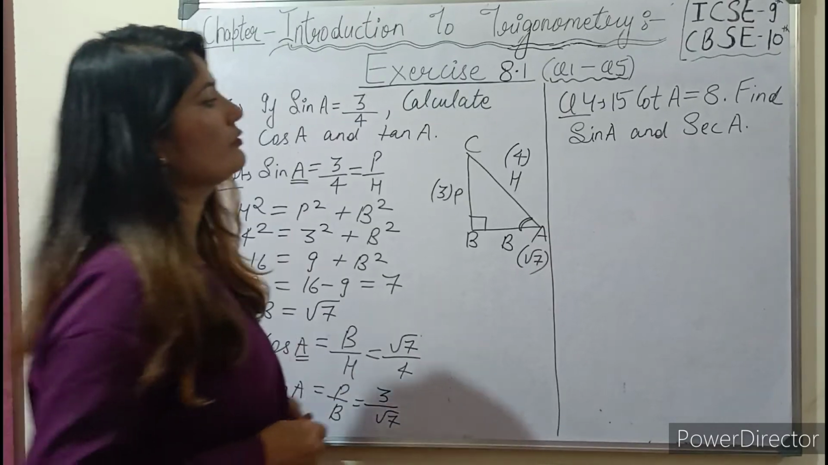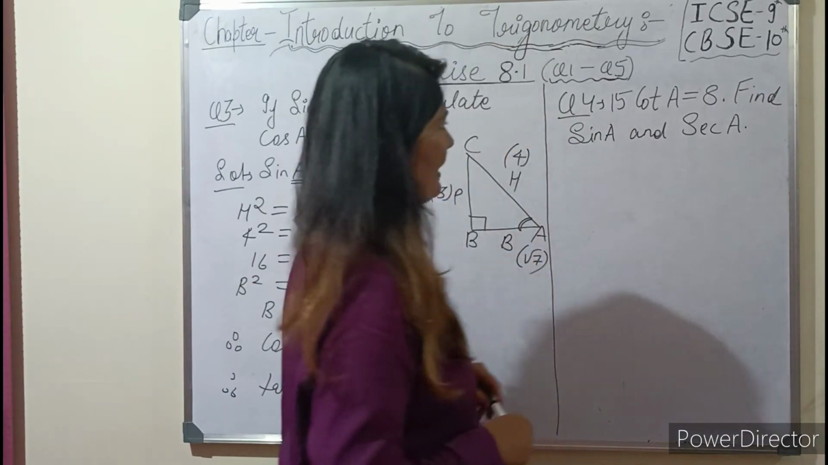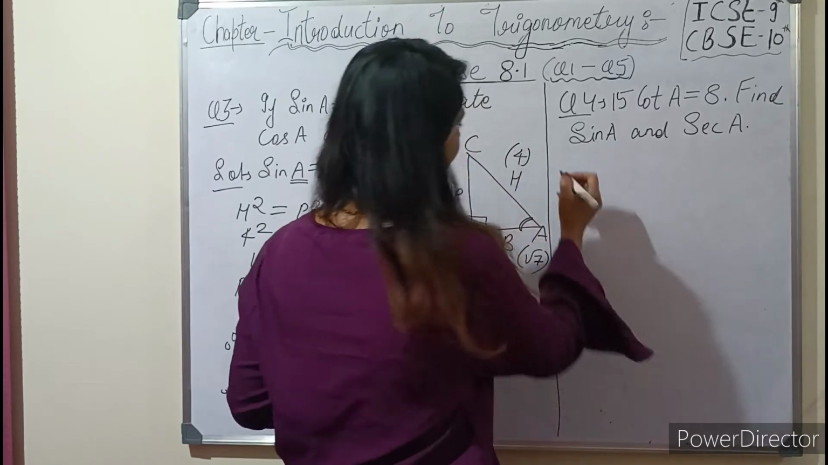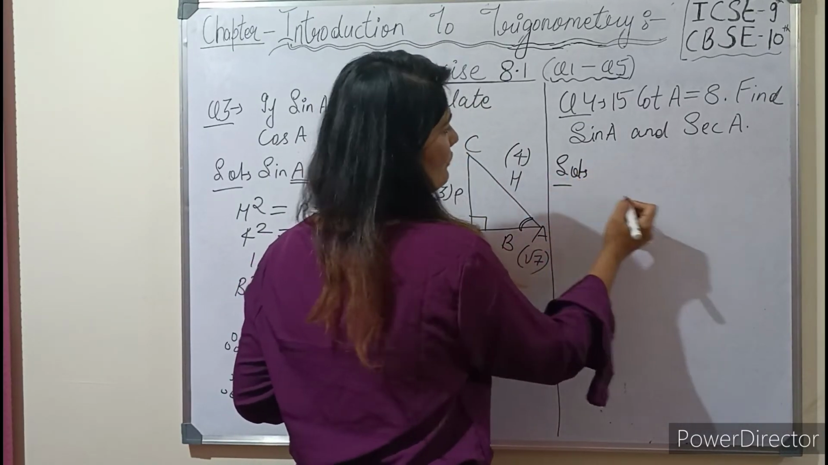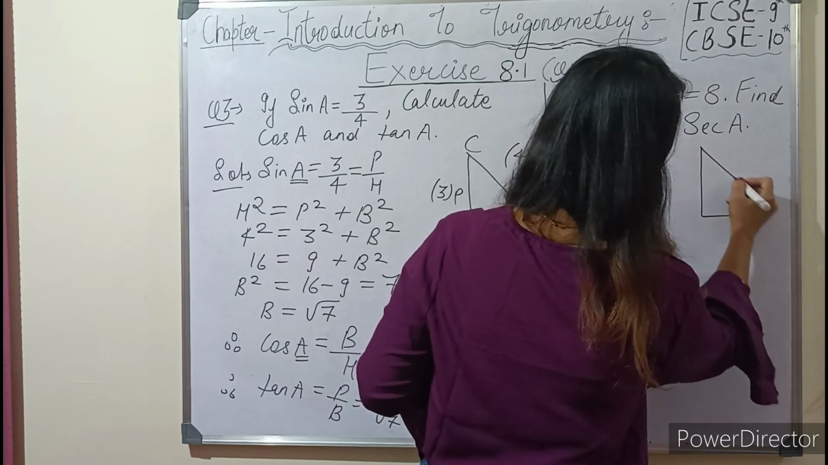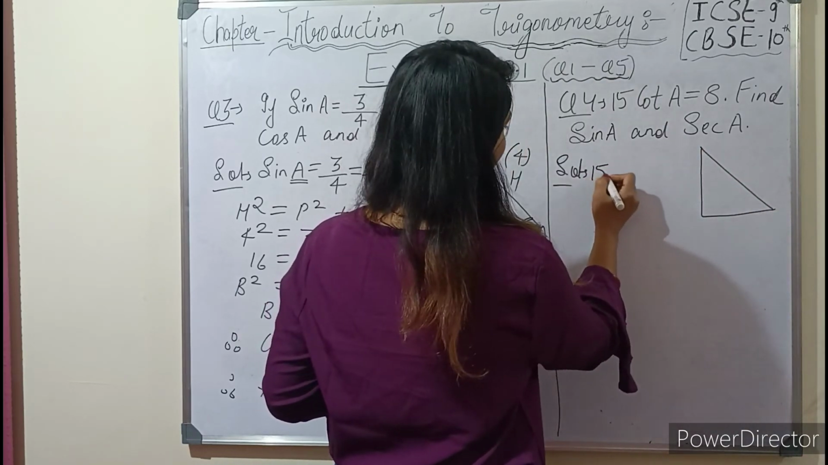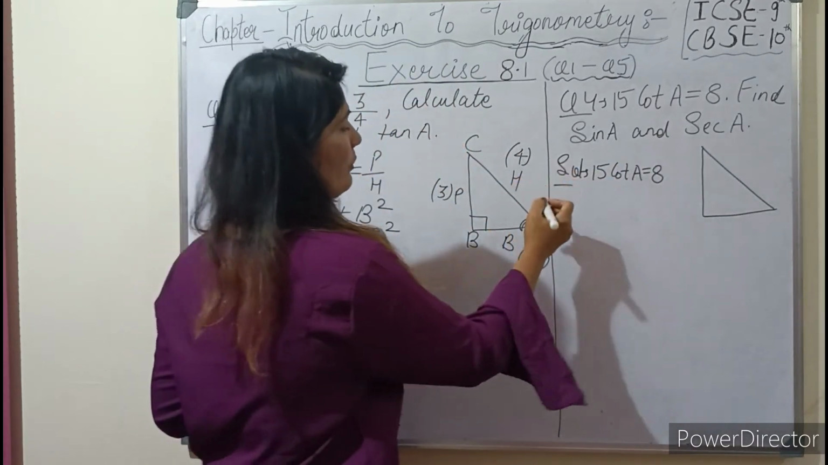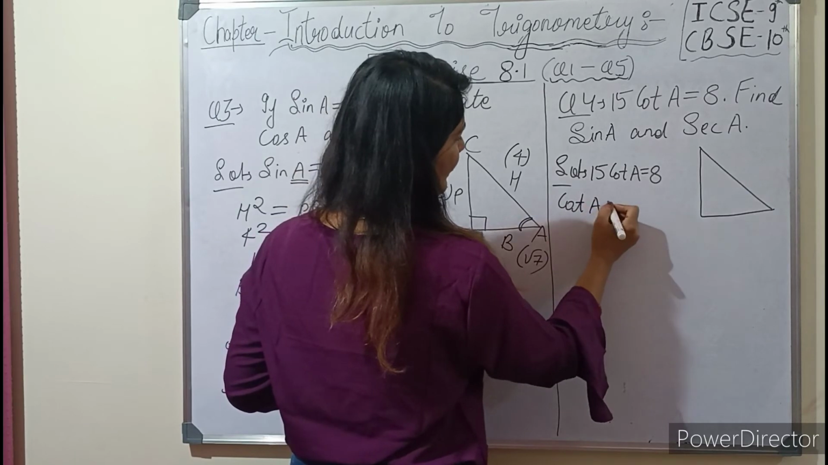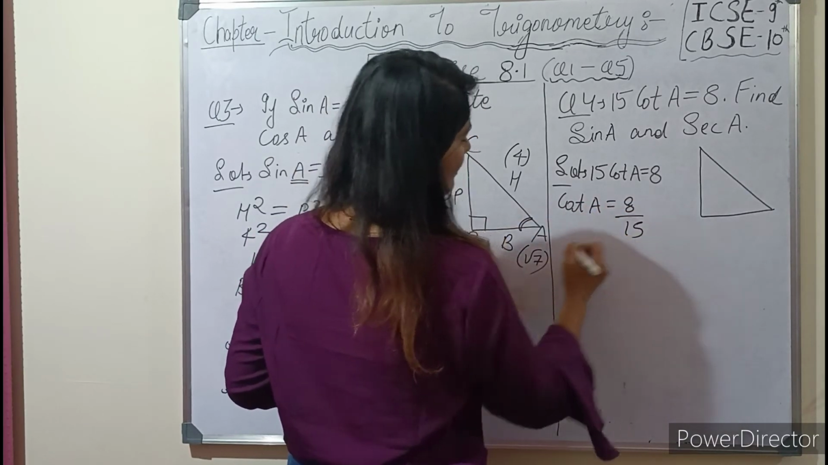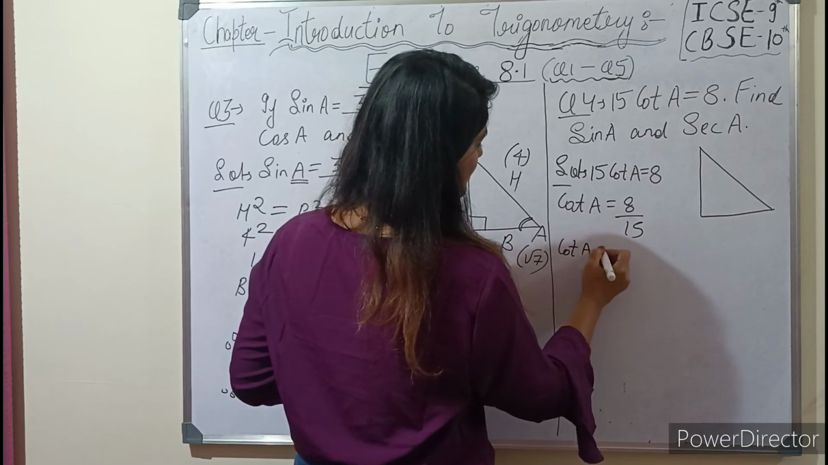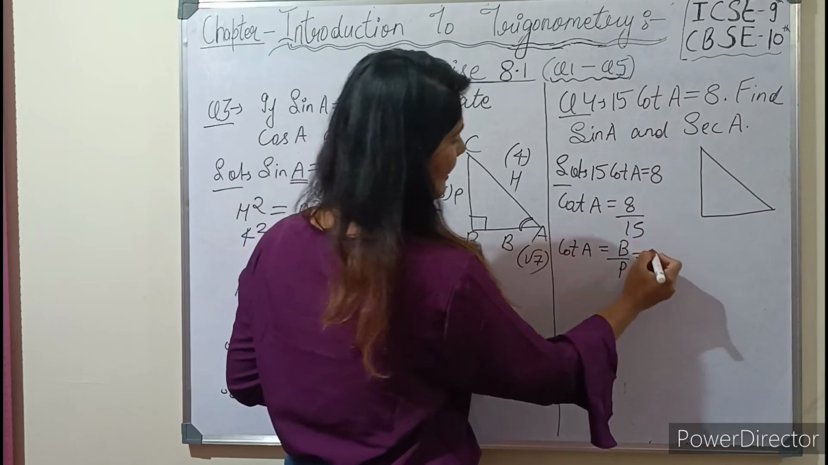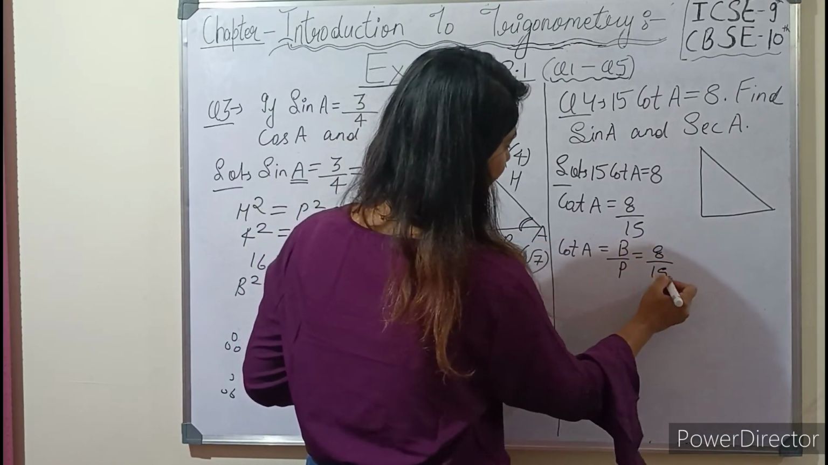Now moving to question number 4. 15 cot A is equal to 8. Find the value of sine A and sec A. So again in this case we will draw a right angle triangle. Always start from the given part. 15 cot A is equal to 8. So from here we can find the value of cot A, that is 8 by 15. The value of cot is B by P. So therefore the value of B is 8 and the value of P is 15.